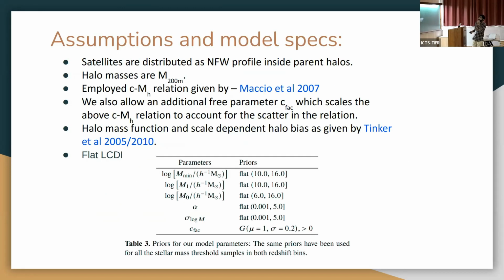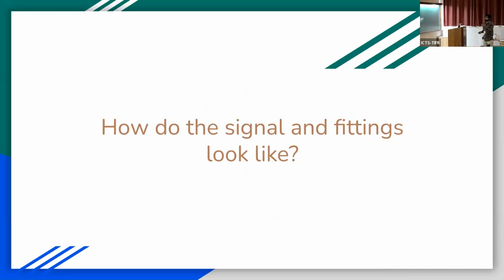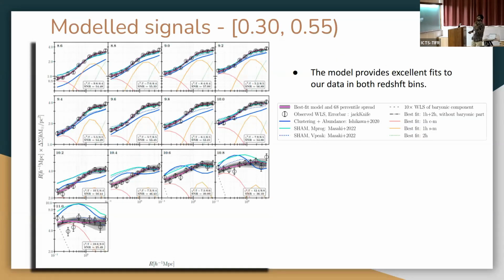There are some priors in this modeling. We use a Bayesian analysis, where the priors are mostly flat and wide, just to keep it uninformative. These are just the constituents of my modeling, so I'll skip it too. I just want to show you the results. So these are the fittings.